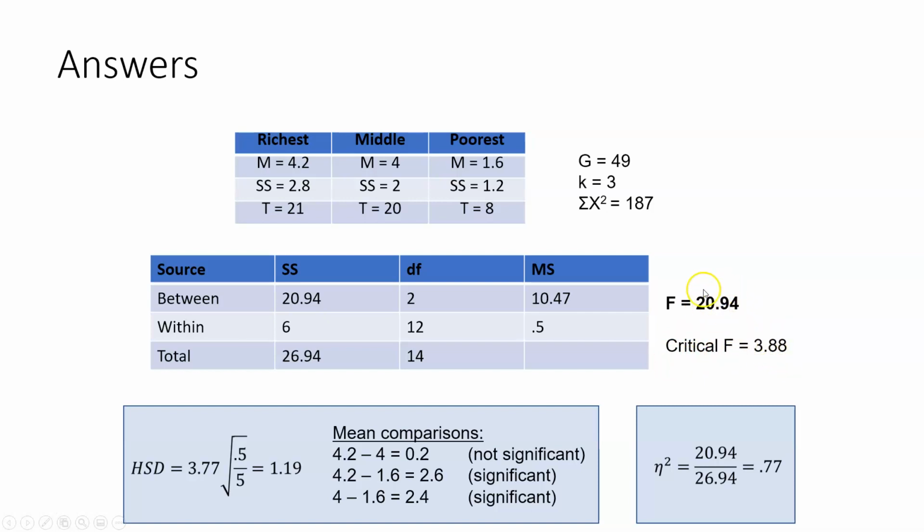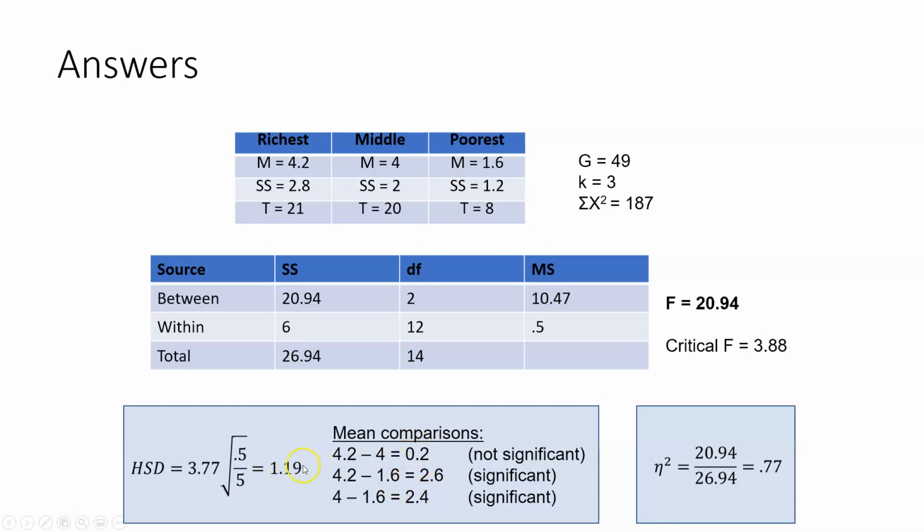Your obtained F is much larger than your critical F, so you reject the null hypothesis and run some follow-up tests. Your post hoc tests use this Q. You put in these values. You get a HSD of 1.19, and you have to compare the means of the richest to the middle, the richest to the poorest, and the middle to the poorest. Those are your 3 differences, and you have to see which ones of these are larger than here. This and this are significant because they are larger than this critical value.